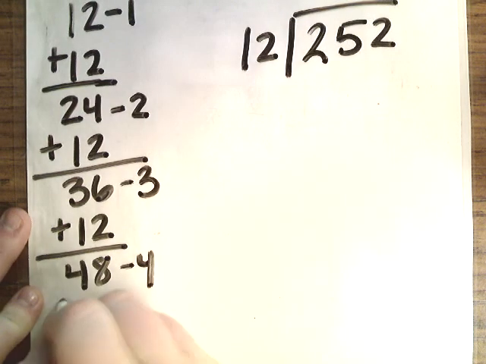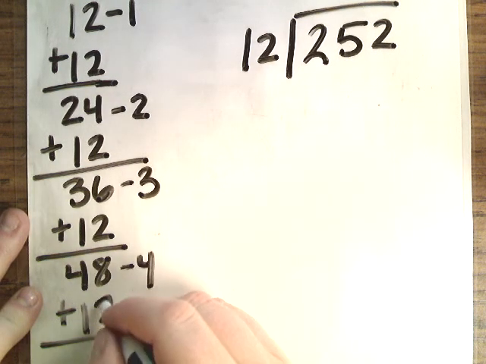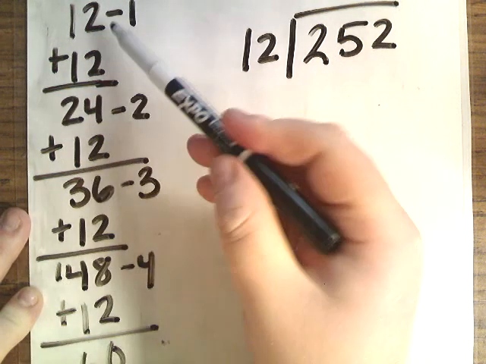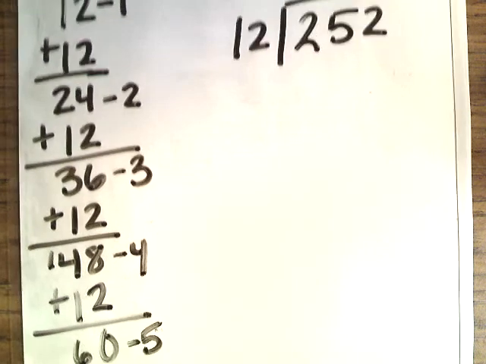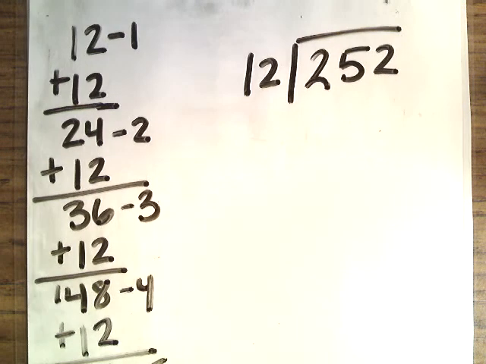One more time for good measure. And 12 times 5 is 8, 9, 10. Carry the 1, 4, 5, 6. Okay, 12 times 1, 2, 3, 4, 5 is 60. Okay, so let's look at this piece by piece.